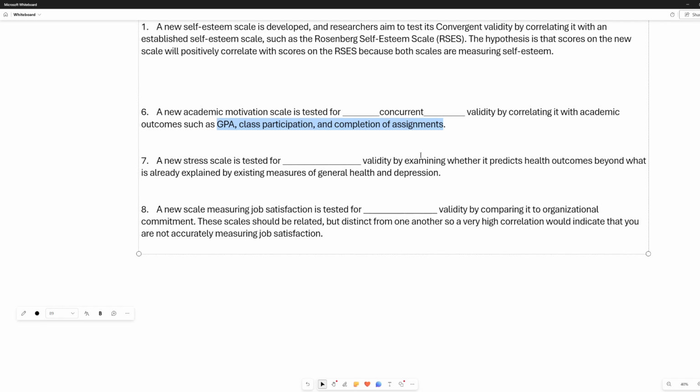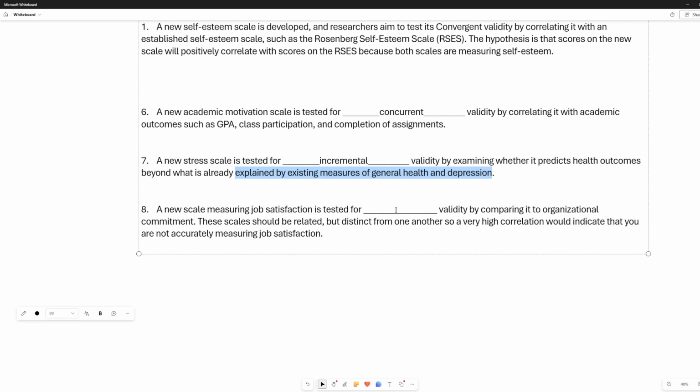A new stress scale is tested for blank validity by examining whether it predicts health outcomes beyond what is already explained by existing measures of general health and depression. Again, this would be incremental, because we know that it's criterion validity, because we're seeing that word predicts. So we're asking, does it predict some outcome? And it's doing so above and beyond these existing measures. So it's asking, does it uniquely predict? Well, that's incremental validity.